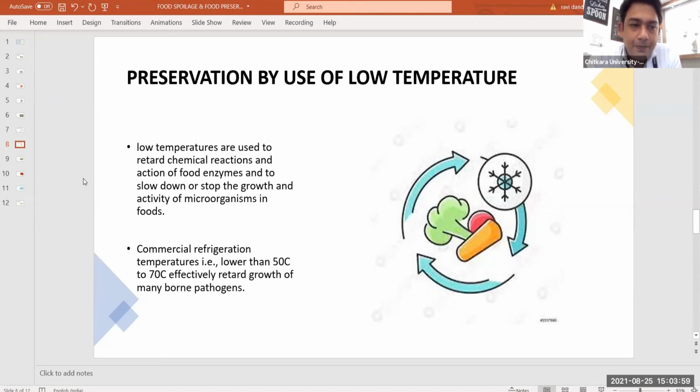time period. Commercial refrigeration temperature, that is lower than 50 degrees Celsius to 70 degrees Celsius, effectively retards the growth of many food-borne pathogens. So this kind of freezing temperature will not let a single germ develop.